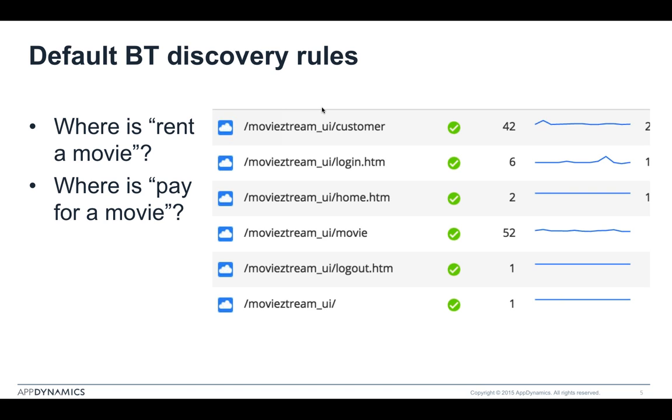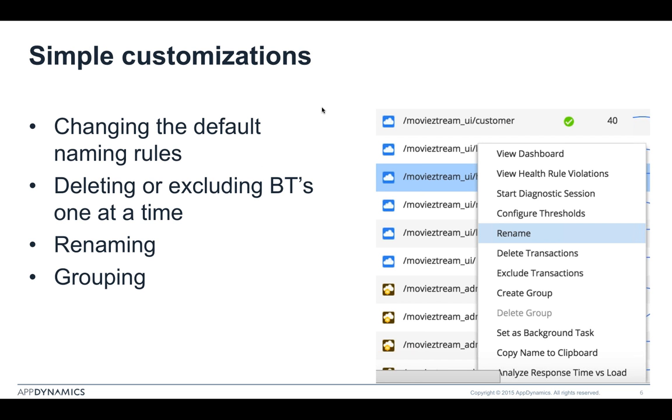The numbers are being averaged together. So if there's a problem with renting a movie, how do I know that from looking at this screen, right? This is a case where you would want to customize the BTs and pull out rent a movie or movie search so that these become their own BTs and they're not just getting thrown together with 99 other things under that bucket that says customer, okay?